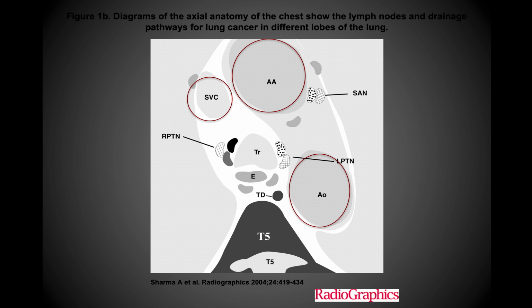So now in this image, this is a diagrammatic view of what we were just talking about. So you can see the superior vena cava like we talked about, and the ascending and descending aorta. These lymph nodes right here are the subaortic lymph nodes, so they're sitting just underneath the arch of the aorta. You can still see the paratracheal lymph nodes right around the trachea.